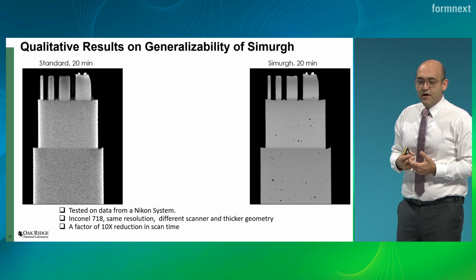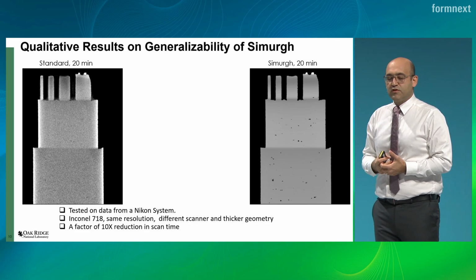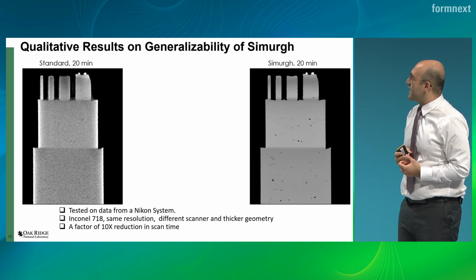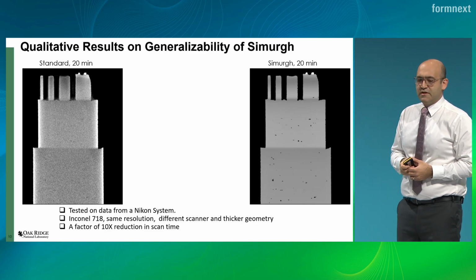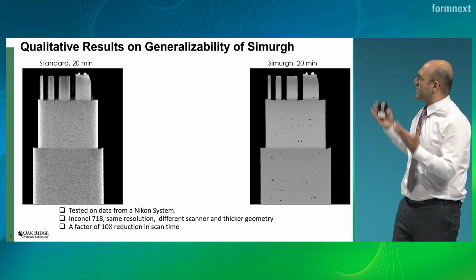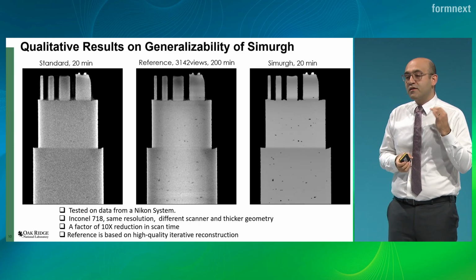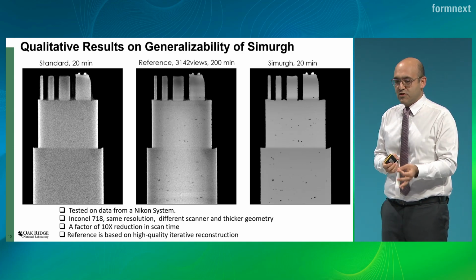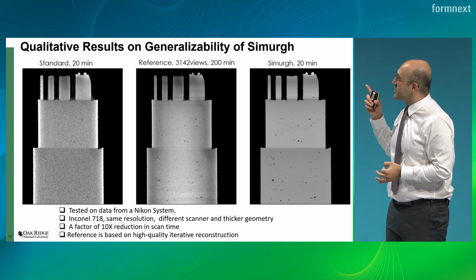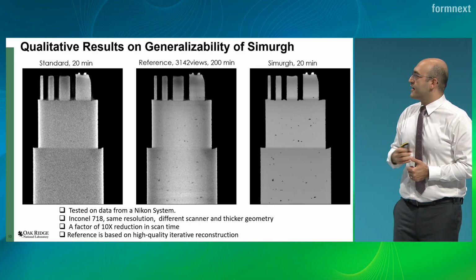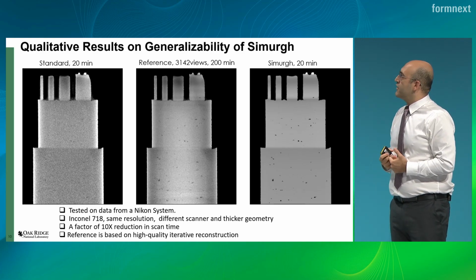This is one example that we took from a Nikon system. This is a standard reconstruction with a 20-minute scan. And then this is our result with a 20-minute scan. At the beginning, it looks like there are so many things in there. But now we did the same sample with a 200-minute scan. It's 10 times slower. And we did reconstruction with a reference iterative reconstruction, and we look at the data. And I think, again, the figure speaks for itself for this data.